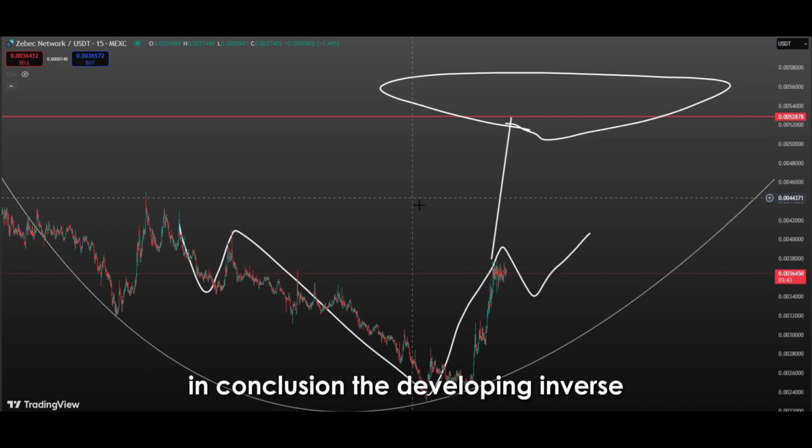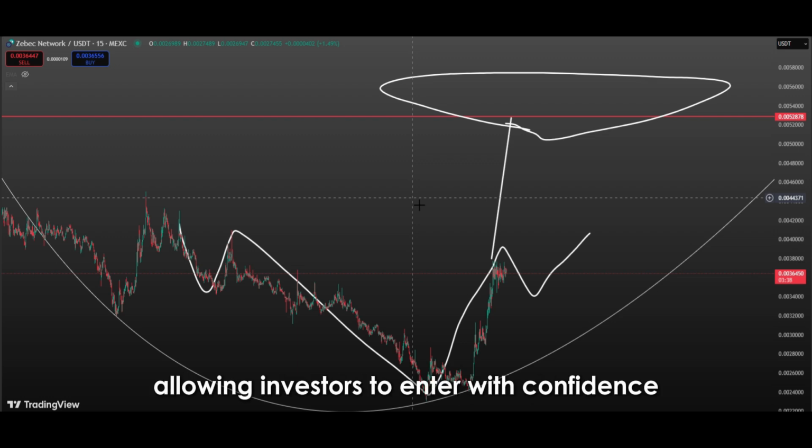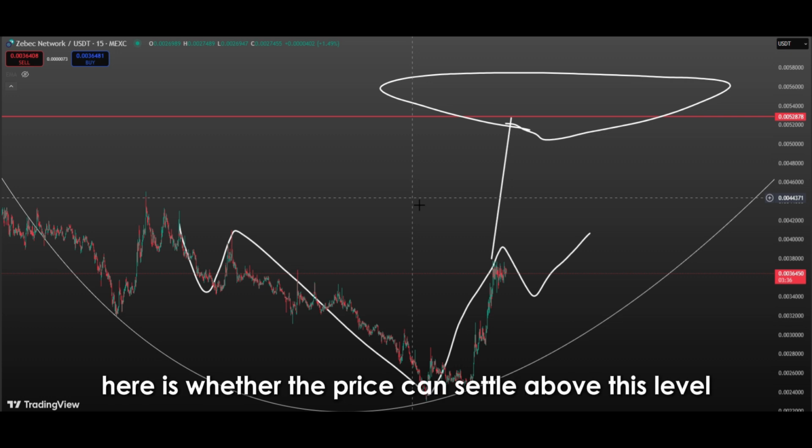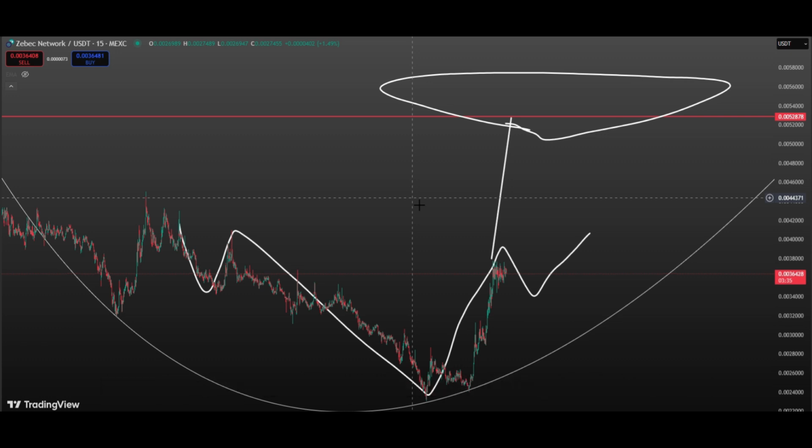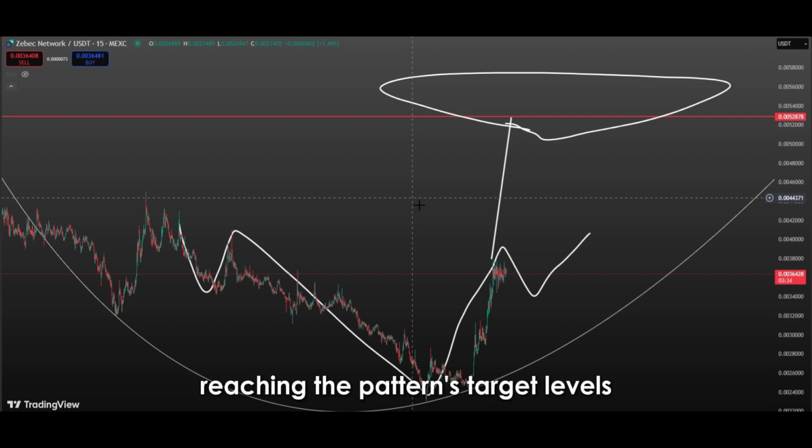In conclusion, the developing inverse head and shoulders pattern stands out as one of the most reliable reversal formations in technical analysis. If the price completes this structure and surpasses the neckline, a bullish trend may begin, allowing investors to enter with confidence. The most important point to watch here is whether the price can settle above this level and maintain it after the breakout. If the price succeeds in doing so, reaching the pattern's target levels will only be a matter of time.